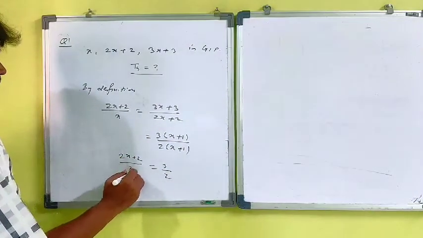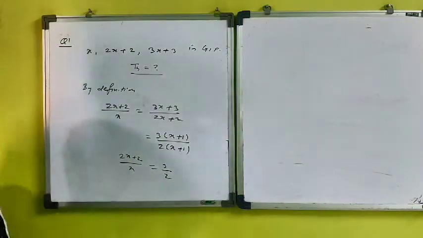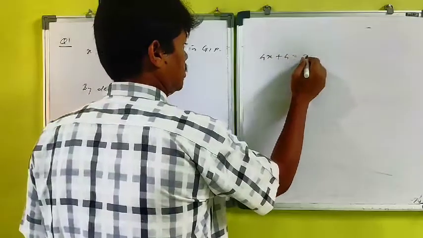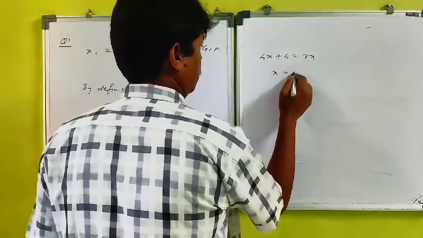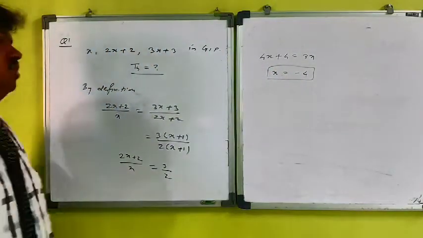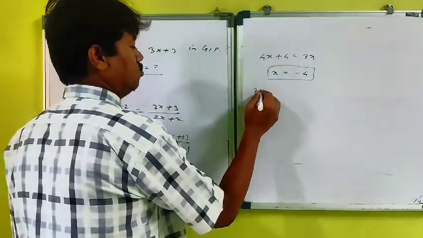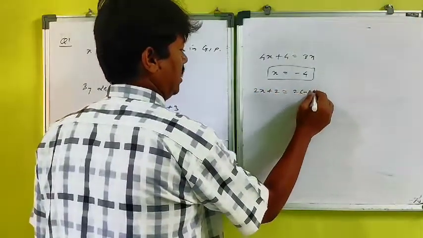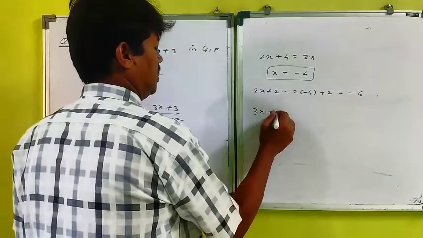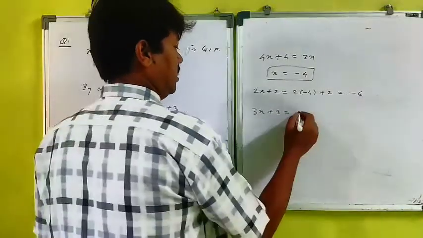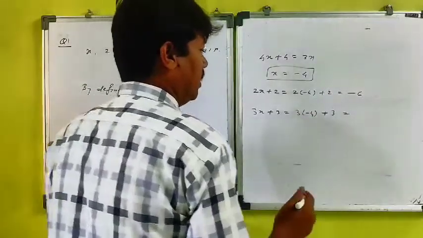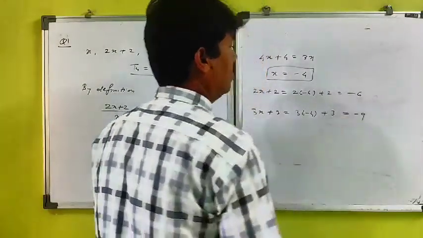2x plus 2 upon x is equal to 3 by 2. Now this 2 will multiply here. That will give you 4x plus 4 is equal to 3x. So that gives you x is equal to minus 4. So x is equal to minus 4. The first term is that. The second term is 2x plus 2, whose value will be 2 into minus 4 plus 2. That is minus 6. Then 3x plus 3, that is 3 into minus 4 plus 3. So it is minus 12 plus 3. So that is minus 9.